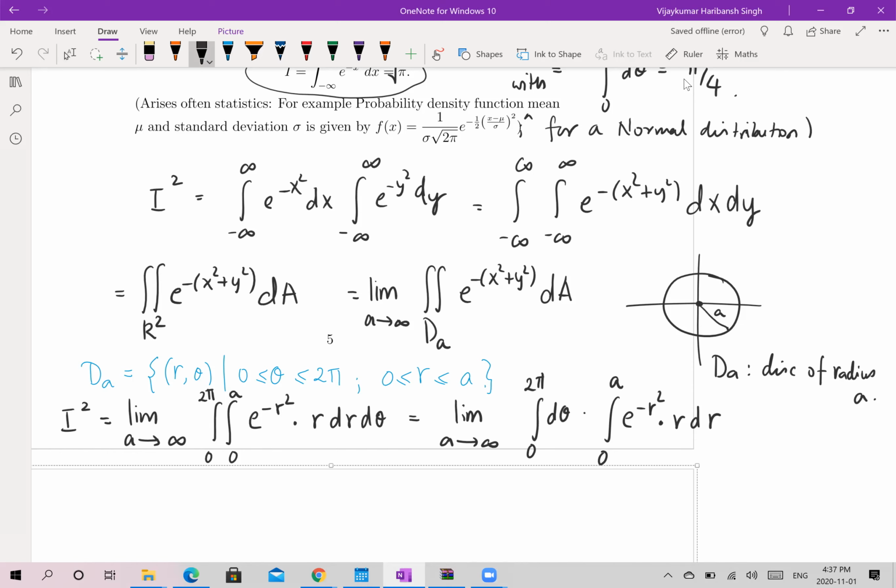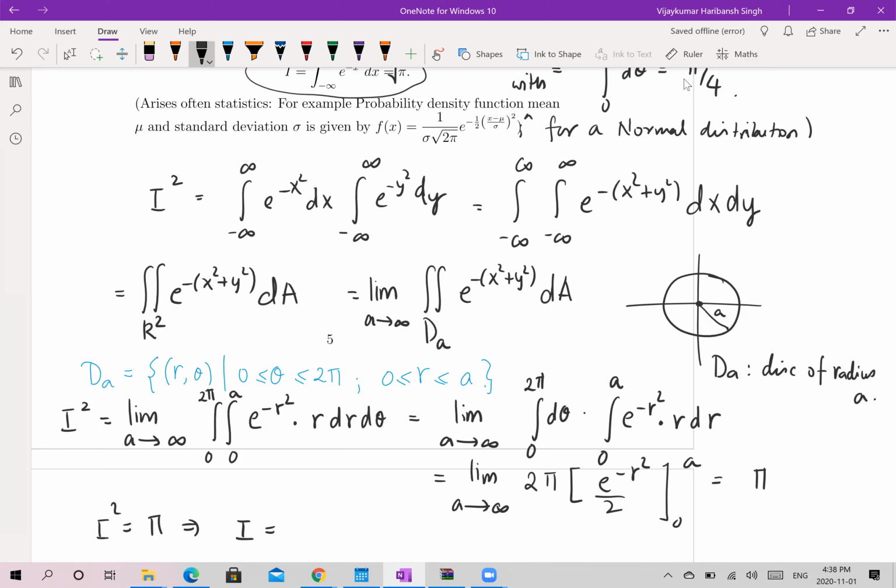So we get this is equal to 2 pi times e to the power minus r square divided by minus 2, from 0 to A, limit as A goes to infinity. And that, if we compute, is going to be pi. So I squared is pi, which implies I is going to be square root of pi. And that does our job.